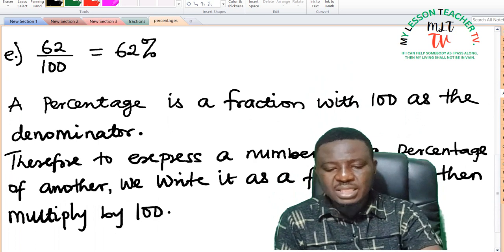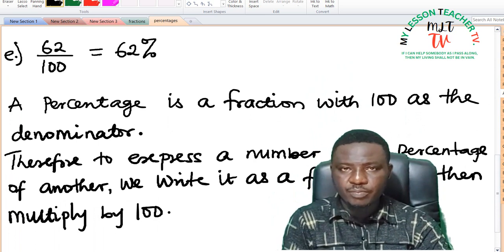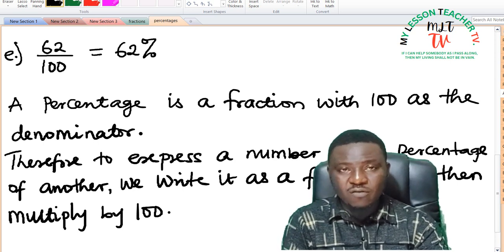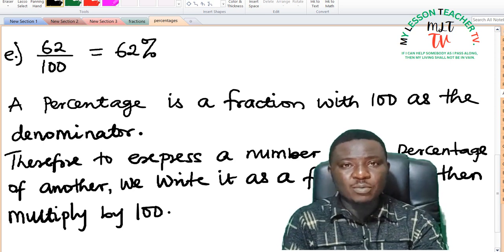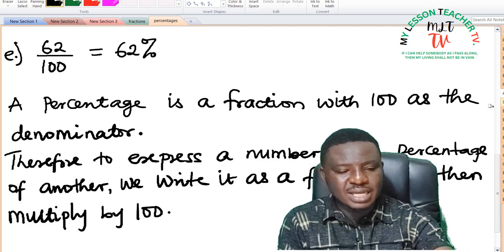Just like I said, a percentage is a fraction with 100 as the denominator. Therefore, to express a number as a percentage of another, we write it as a fraction and then multiply by 100. Let's solve some exercises.